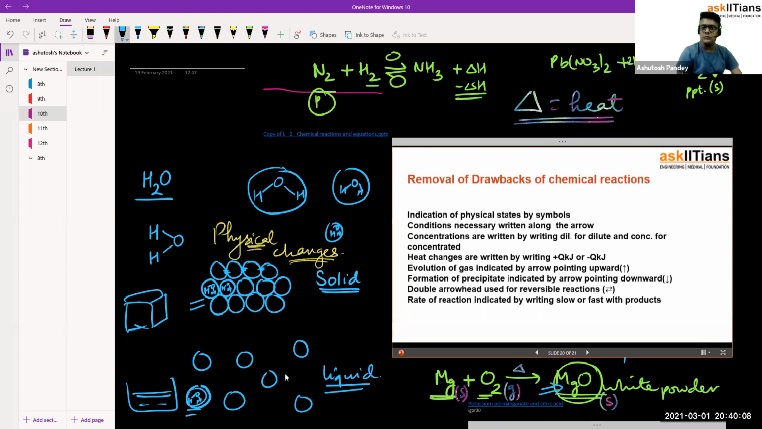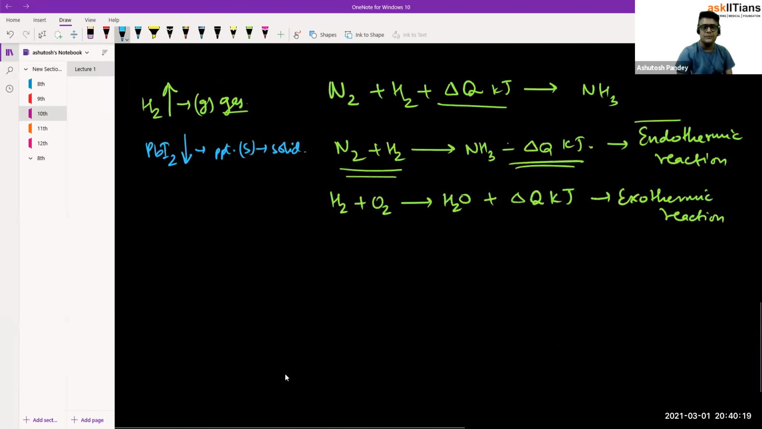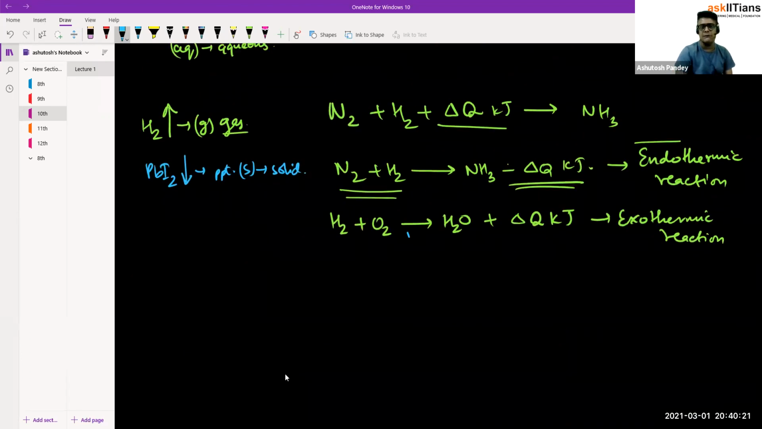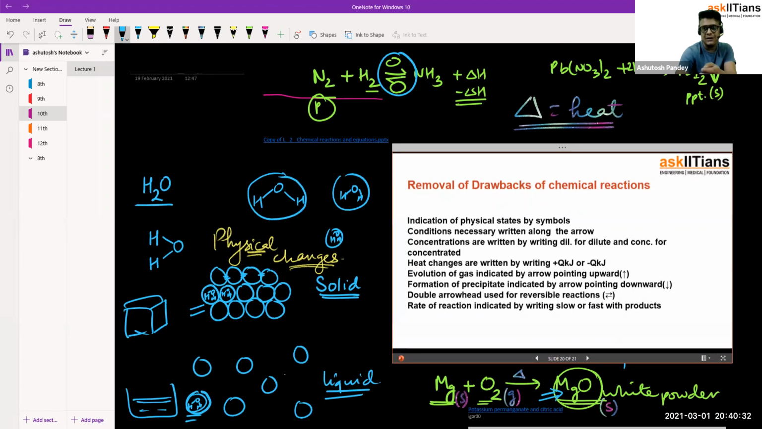Double arrowhead is used for a reversible reaction, which I already explained here. And then rate of reaction is indicated by writing slow or fast with the products. So we can write, for example, this is a fast reaction. Like this we can write chemical equations to represent the various chemical reactions.